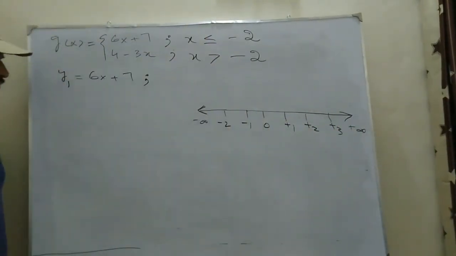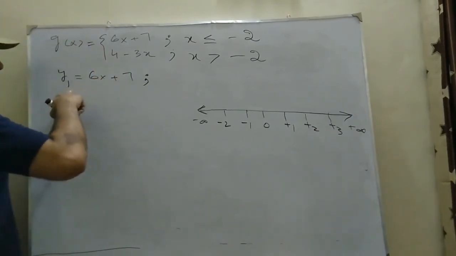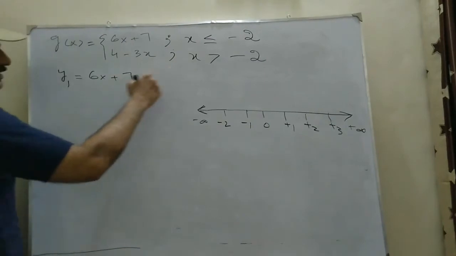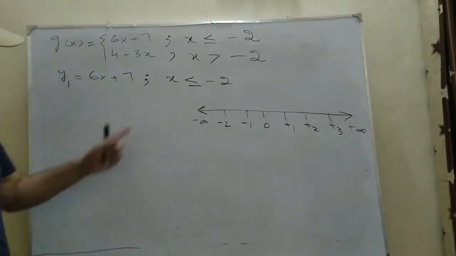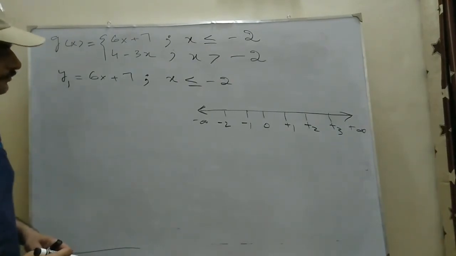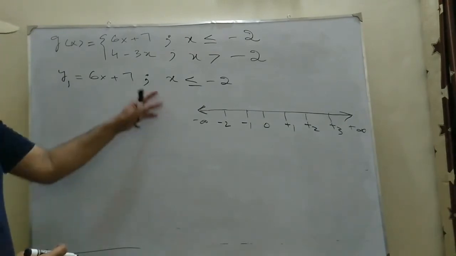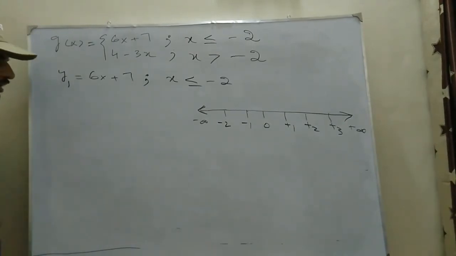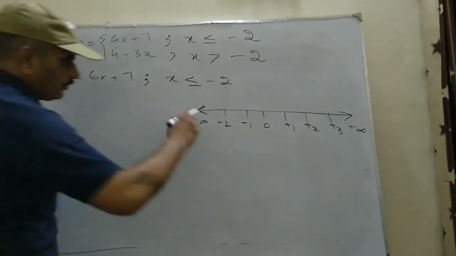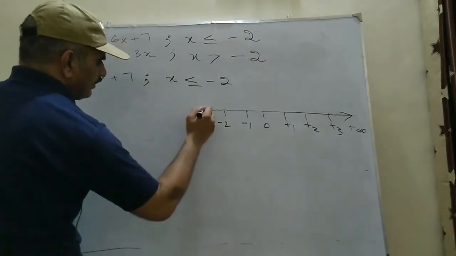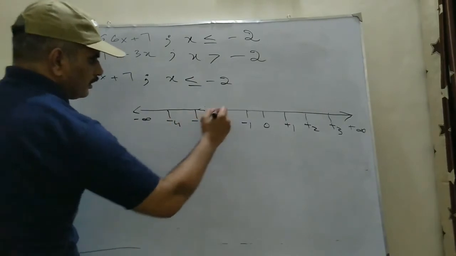Now, as we are given the piecewise function, the first part I label as y1 equals 6x plus 7. The condition is x is less than or equal to minus 2. It means you can choose any value that is less than or equal to minus 2. So you will move towards the left-hand side: minus 3, minus 4, and so on.